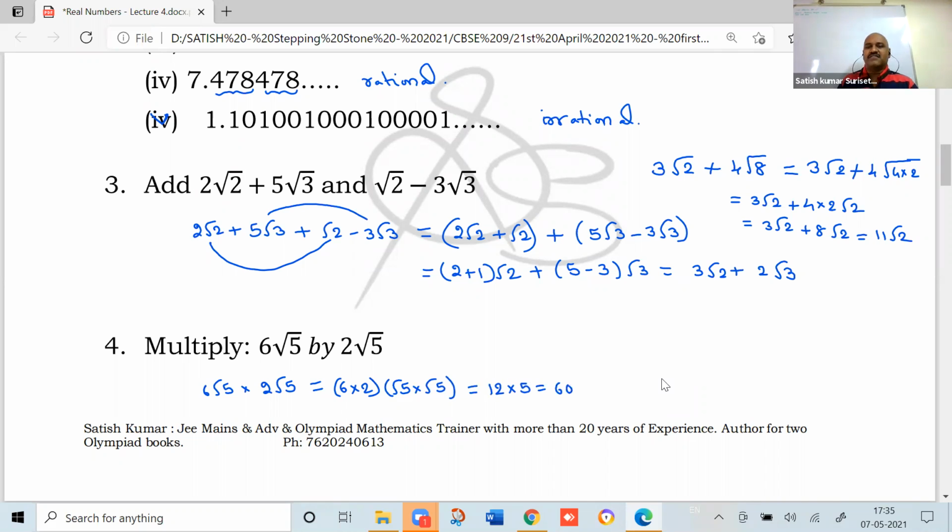Okay. Do this. Another example: 3 root 2 into 5 root 8.